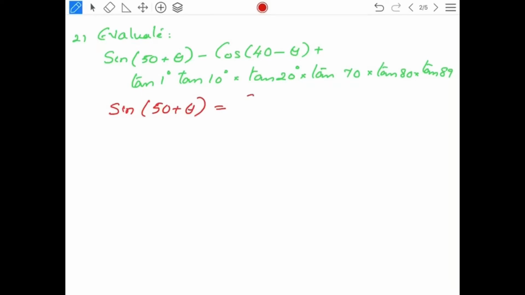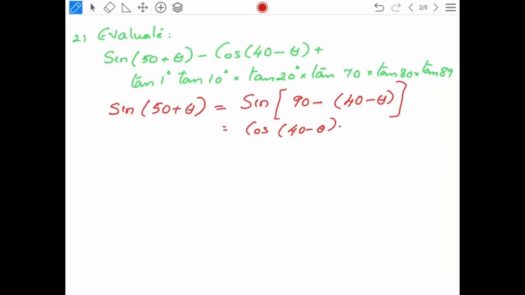So we can write this as sine of 90 minus, you have to get 40 minus theta, so it is 90 minus of 40 minus theta. If you simplify, 90 minus 40 is 50, minus and minus become plus. So 50 plus theta can be written as 90 minus of 40 minus theta. So this is of the form sine 90 minus theta is equal to cos theta. So cos 40 minus theta.